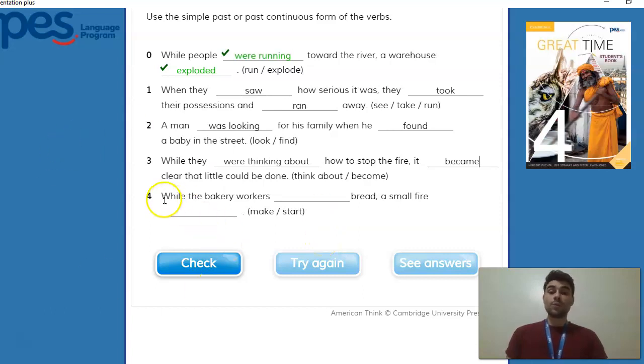Okay? And number 4, while the bakery workers bread, a small fire, and the verbs. So we have verbs make and start. So while the bakery workers were making bread, a small fire started. All right? Did you get close answers to this? Let's check.